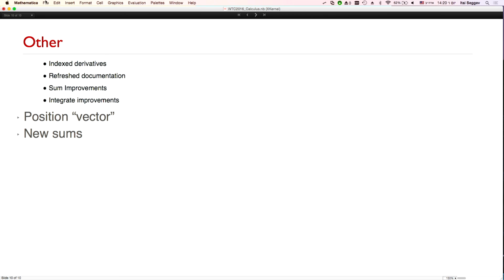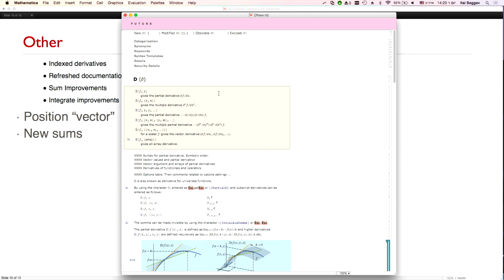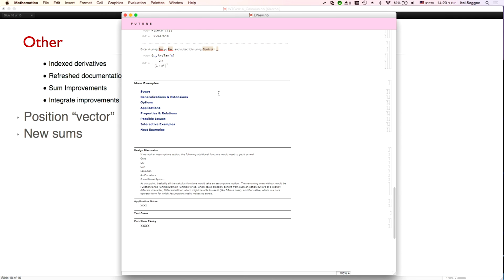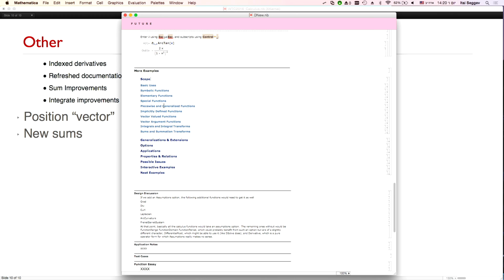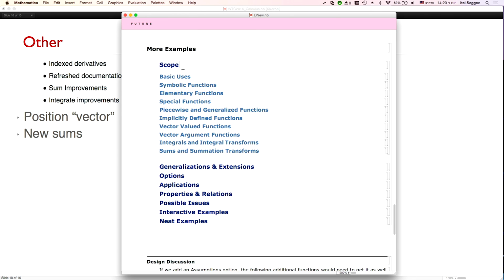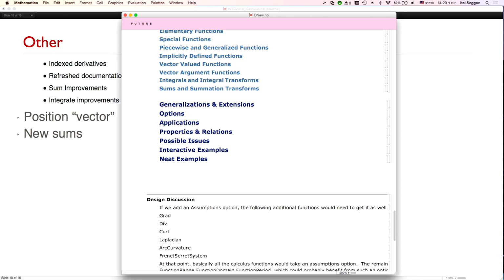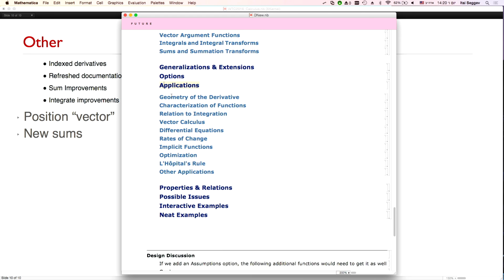Documentation improvements, so I will just very briefly show you we're working on a new version of the D-ref page. If I were to open it up, you would see, well, that's really hard to read at this magnification, but you can see there are now lots and lots of sections: basic uses, symbolic functions, different kinds of functions, vector arguments, integral transforms.